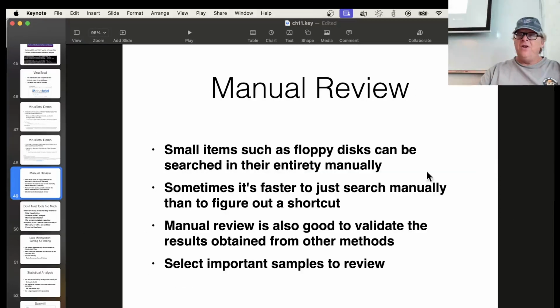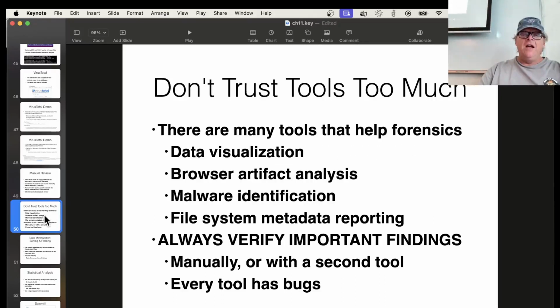All right, you can search things, small things, manually. Manual review is always a big thing. You often have to do a manual review anyway, even when you've used some kind of tool. And another thing to be aware of is all your tools have bugs. All your tools have flaws. You cannot trust anything any of them tell you too much.